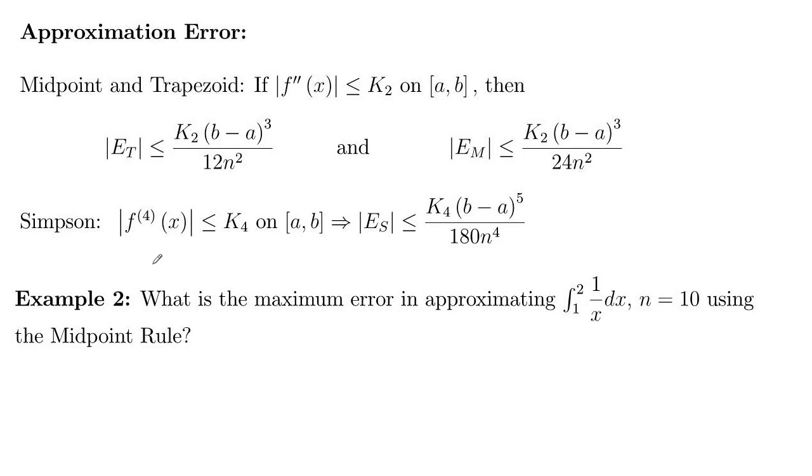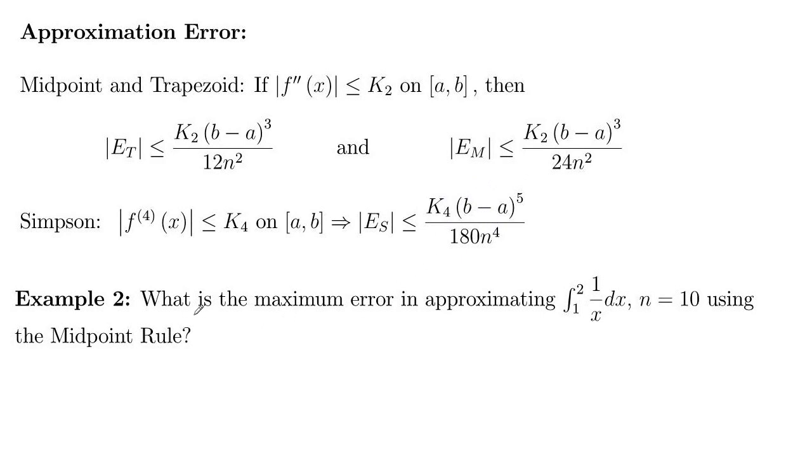For the Simpson rule, we use k sub 4, which is an overestimate for the absolute value of the fourth derivative of the function on the interval of consideration. And the absolute error in Simpson's rule is that number k4 times (b minus a) to the fifth over 180n to the fourth. So let's put this to work.